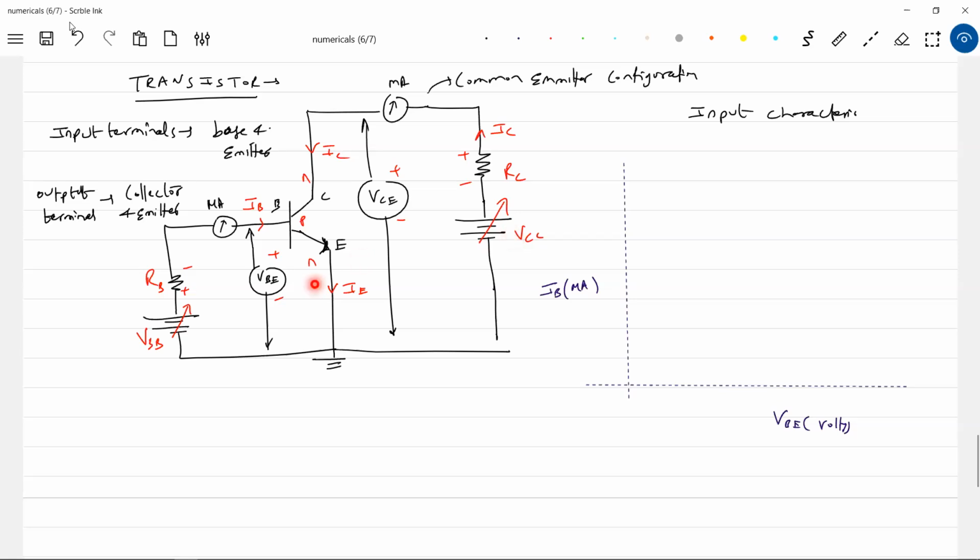First of all, common emitter. Sir, why are you connecting cells like this? See, I want to use this transistor as an amplifier, so it should be operated in the active region. What do you mean by active region? The base emitter junction should be forward biased, and the collector base junction should be reverse biased. There are two junctions.